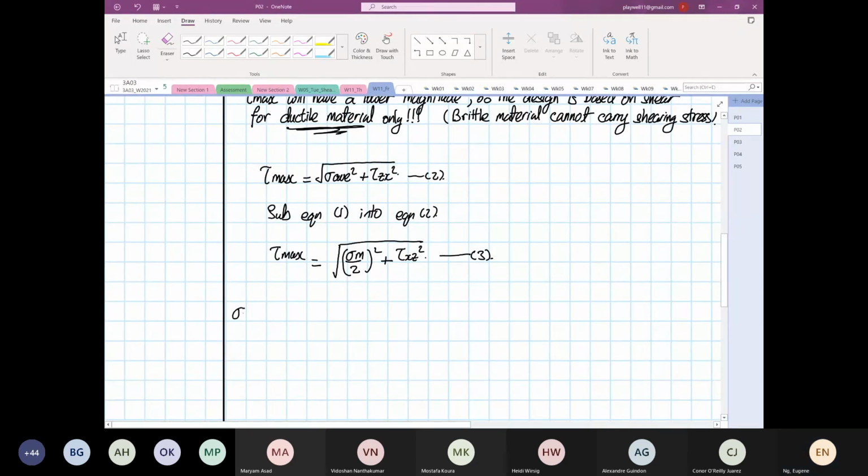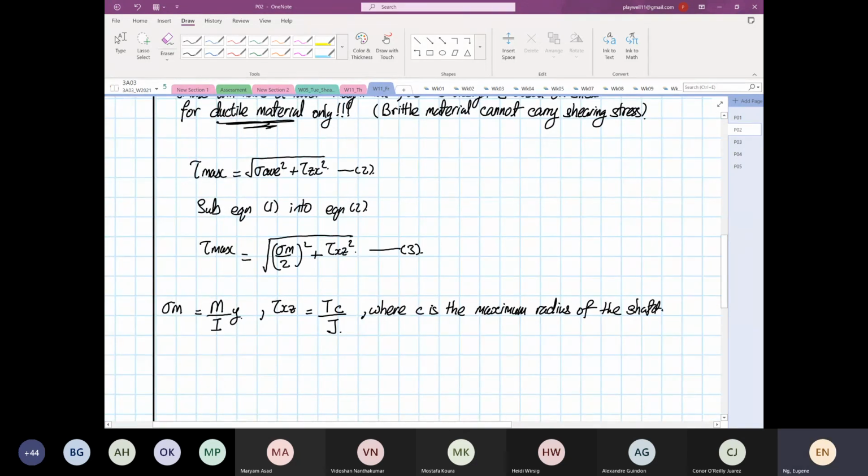So now we know stress M. Now this is just a general equation. General equation means I'm only going to be bothered about moment. I'm not concerned with the direction yet. Does not mean it's not important. Later on, we'll put in the direction and then you'll see the full picture. So this will be equal to moment over I multiplied by Y, because stress M is due to moment. And the shear xz is equal to T C divided by J, where C is the maximum radius of the shaft.